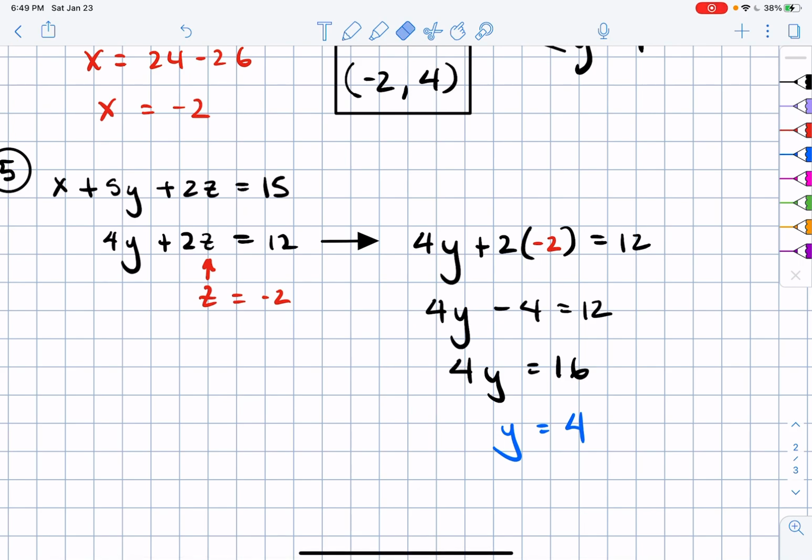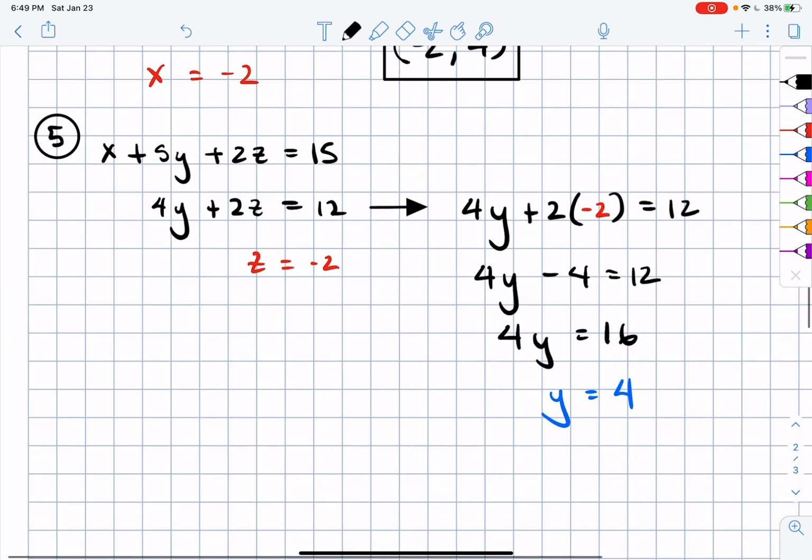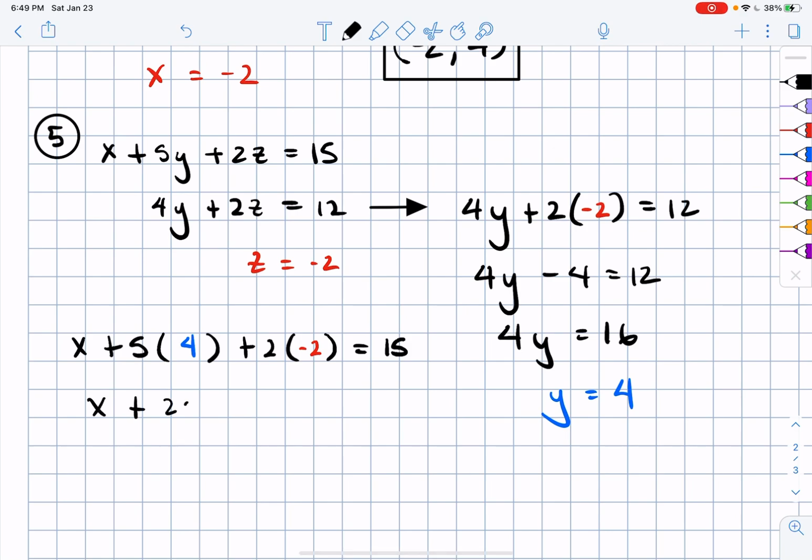Now I'm going to plug the z into here, and the y into here. Okay, so into the original, I'm now going to have x plus 5 times the 4 plus the 2 times the negative 2 is equal to 15. So here's my 4. Here is my negative 2. So what do I have? I got x plus 20 minus 4 is equal to 15.